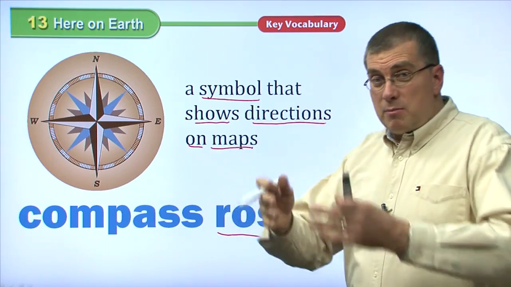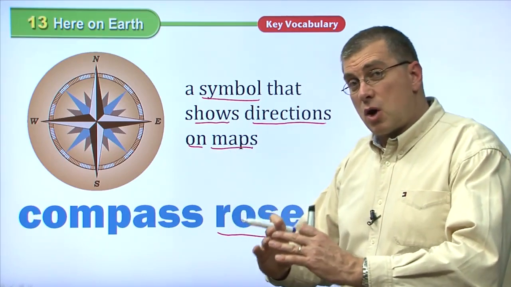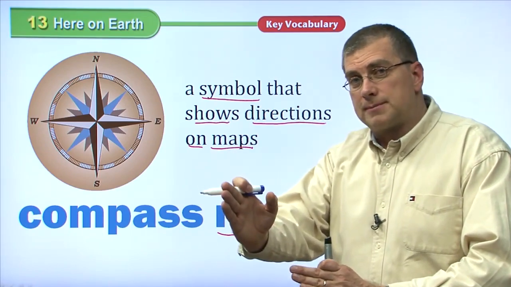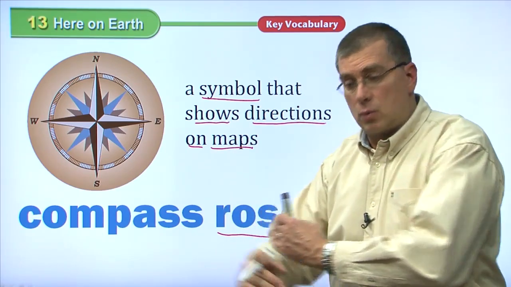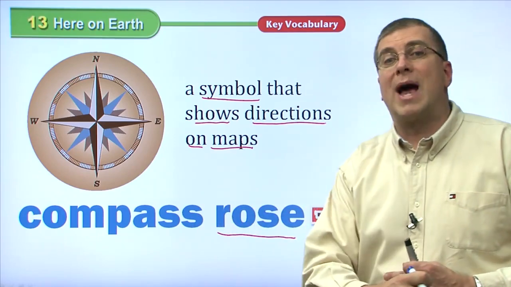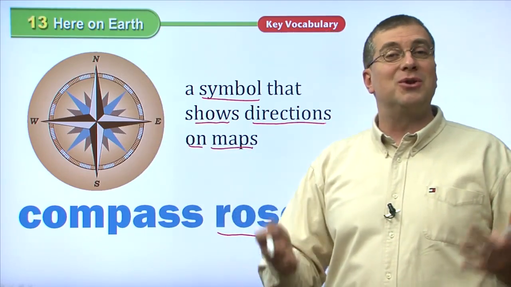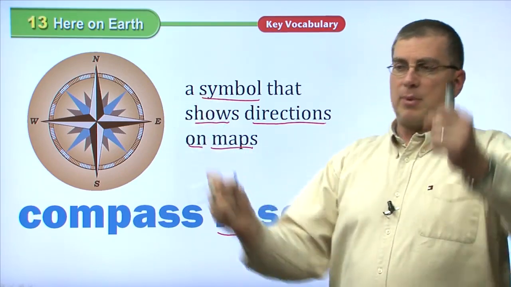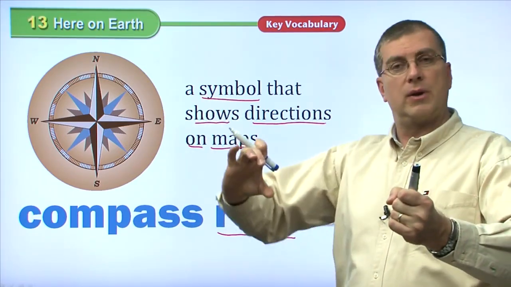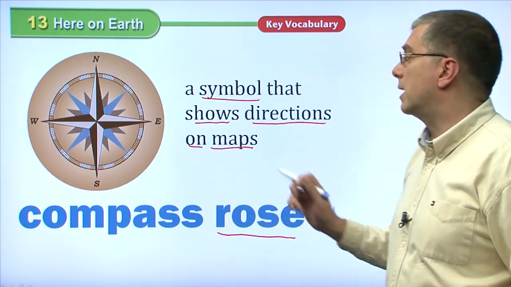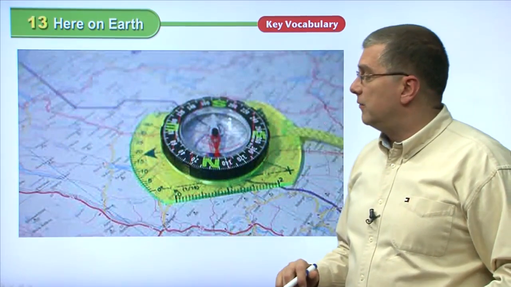So it's a symbol on maps that shows directions. If you look at the map, you can find the compass rose printed on the map, and it shows which way is north, which way is east, which way is south, which way is west. That's what your compass rose will show you. So if you're looking at a map and you're thinking, which way is north? Look for the compass rose. It will show you. So the compass rose is very important, as we can see in this video.